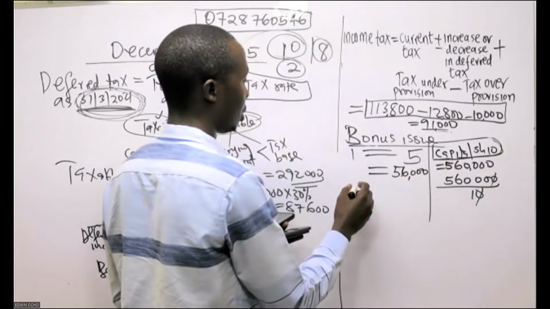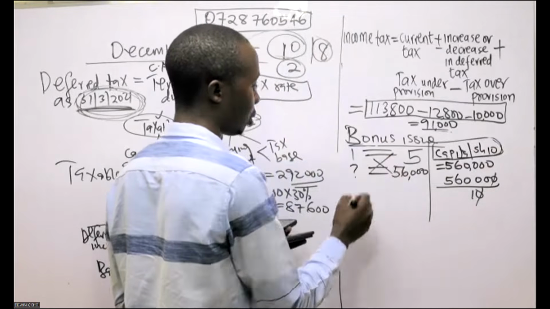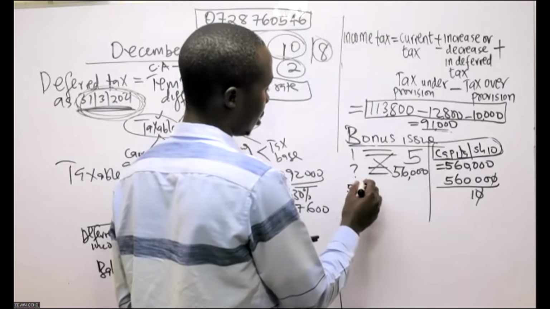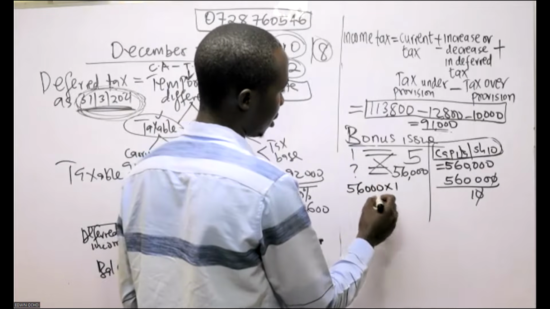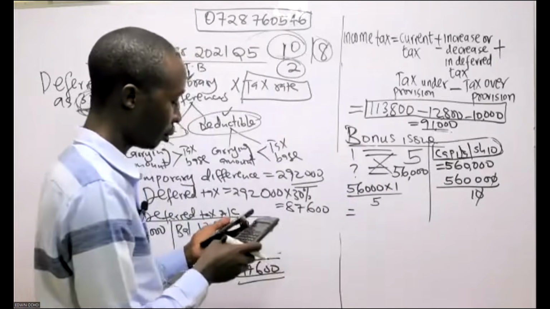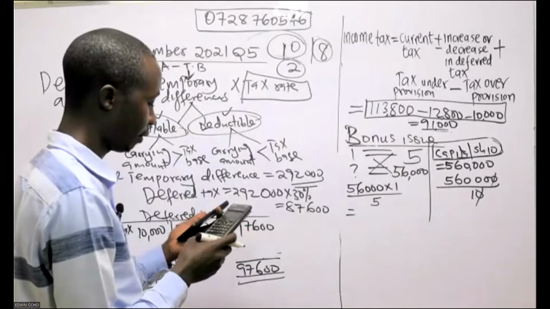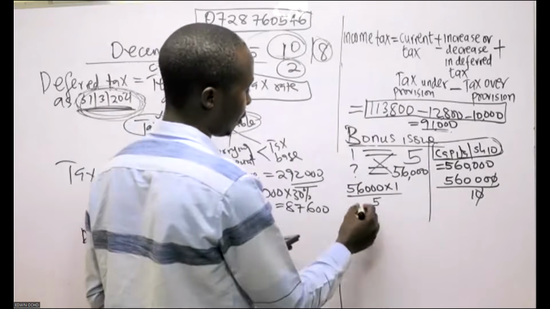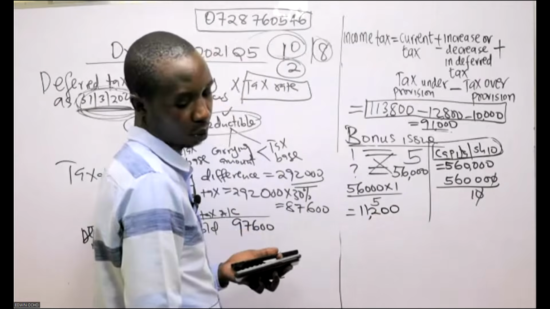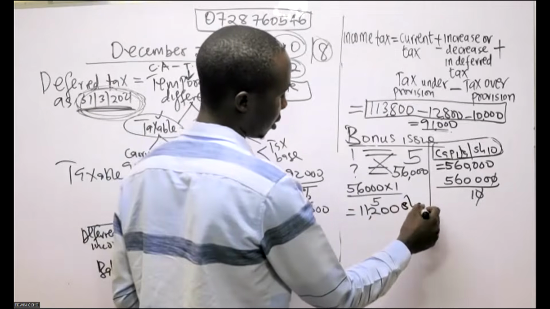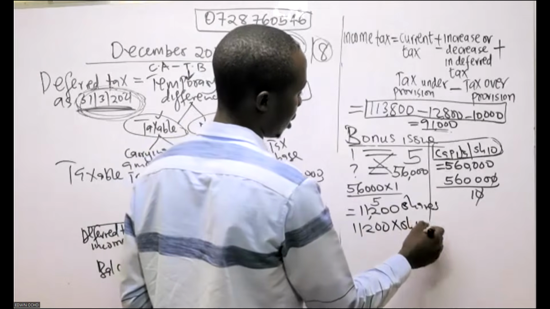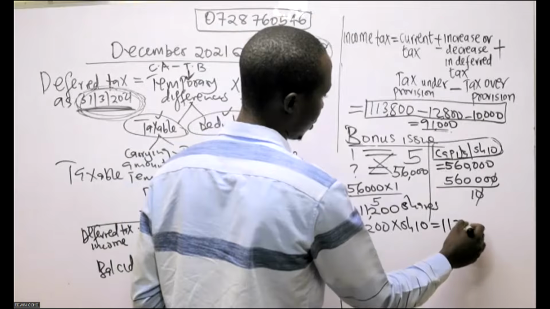So now we need to multiply for us to know the shares issued through bonus. That is 56,000 times 1 over 5. So how many shares were issued through bonus? 56,000 divided by 5 is 11,200. So this is the number of shares issued through bonus. We need to know the value. We take 11,200 times shillings 10, the par value. Get 112,000.